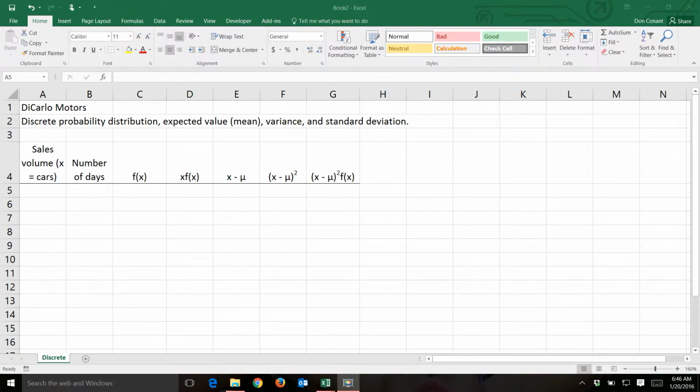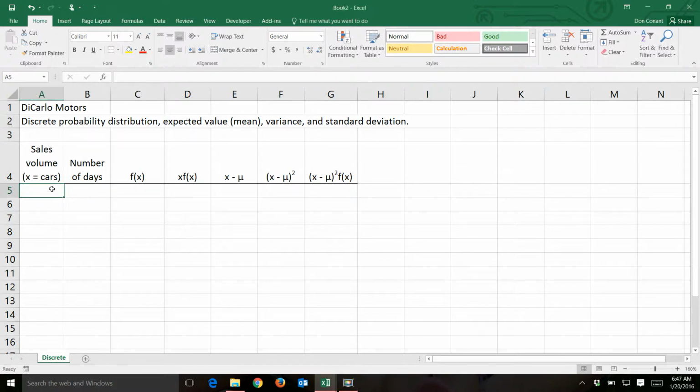In this video, we will take a look at the section on discrete random variables in the text. The text provides an example of DiCarlo Motors, and in this example, they establish the discrete probability distribution and the expected value or the mean. They find the variance and then determine the standard deviation for the distribution. We're going to work through that a step at a time.